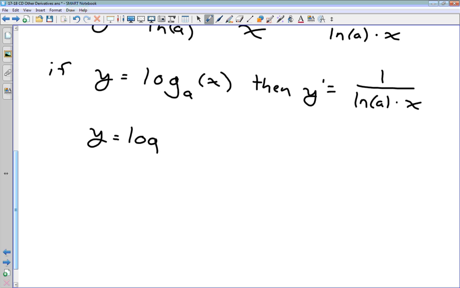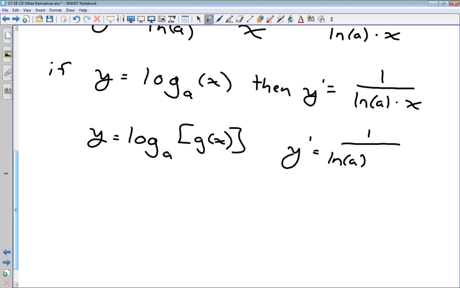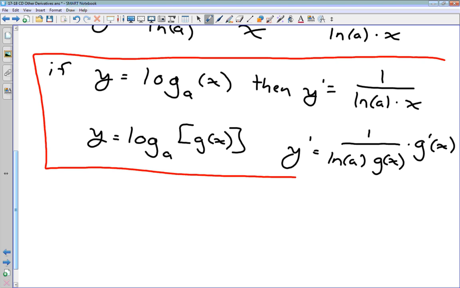Now, again, if we have the chain rule, if we're doing log to the base a of some composite function g of x, well, we know how to apply the chain rule here. It's going to be 1 over ln a, to account for the fact that we're not using base e, over g of x instead of x, times the derivative of that inner function, g prime of x. It's that stuff in the red box there that you actually need to know and be able to apply.